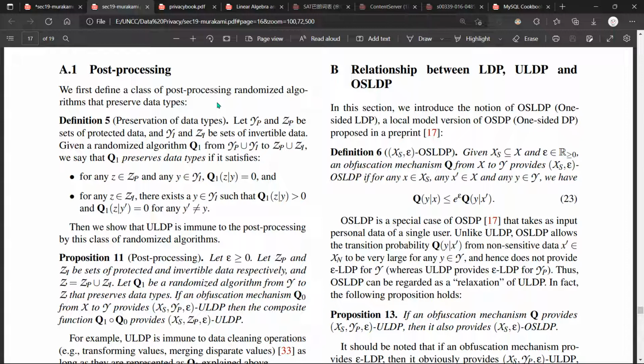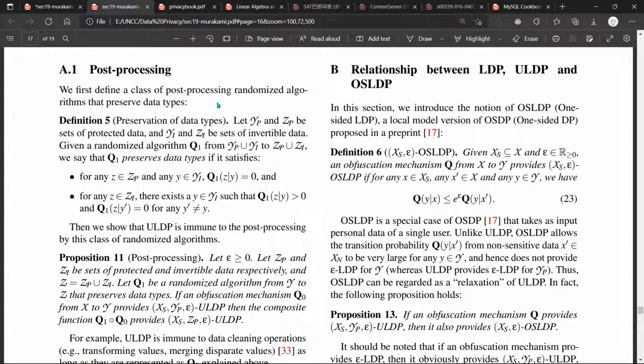So Y is a parallel dataset of Z. But using the invertible data from Y and putting it into Q1 should have 0 probability to yield Z, because it's protected, right?